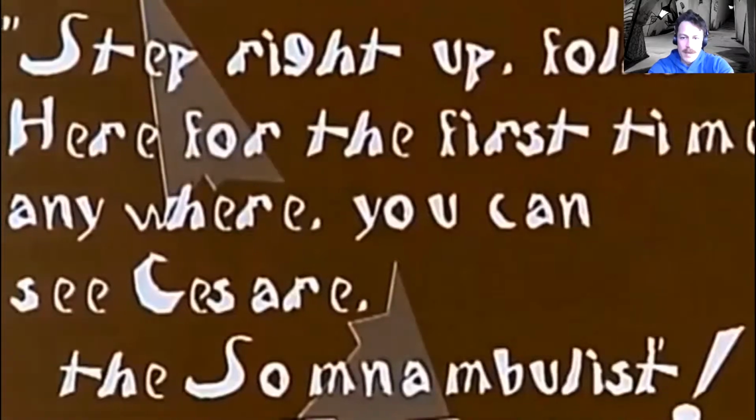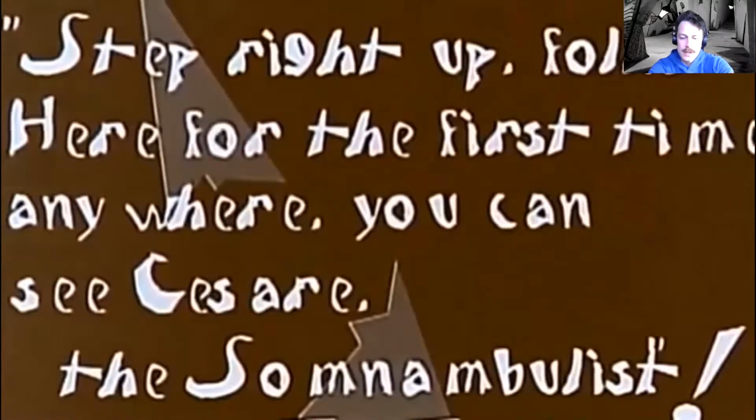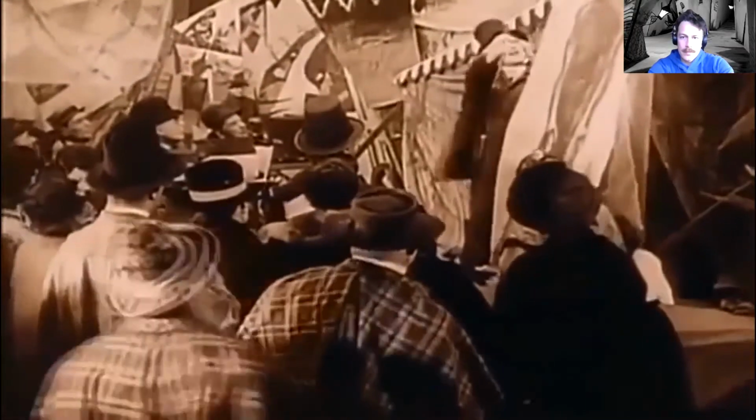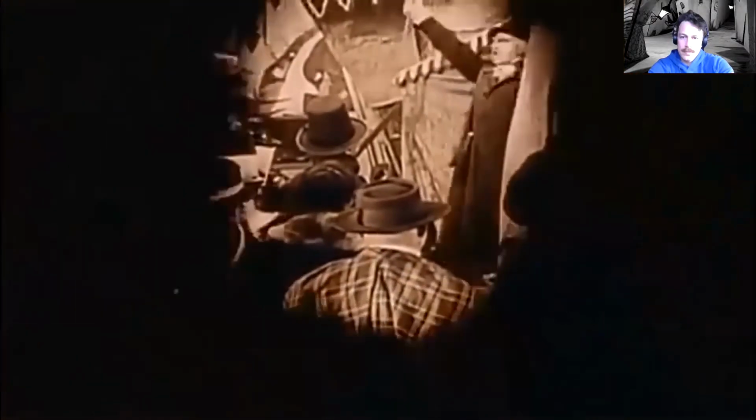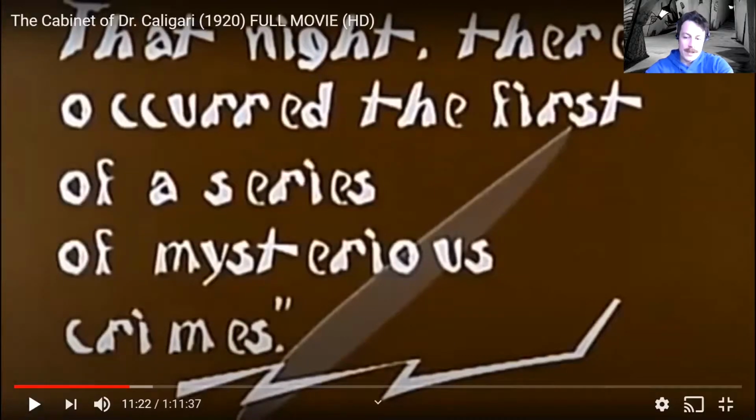Here for the first time anywhere, you can see Cesare, the somnambulist. That's a picture of his somnambulist, the zombie killer. So that transition right there was an iris transition. So that was actually a pioneering technique where the camera sort of zooms in on something it wants you to focus on, almost like an eye shutting. So that's an important thing to take notes for.